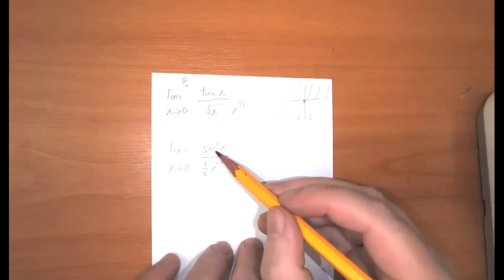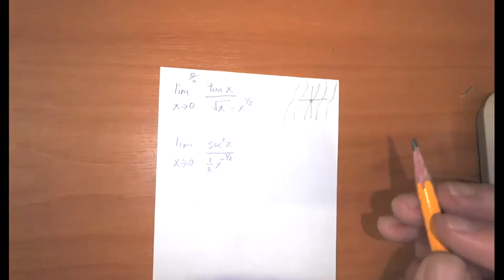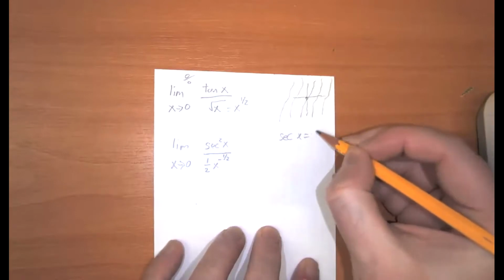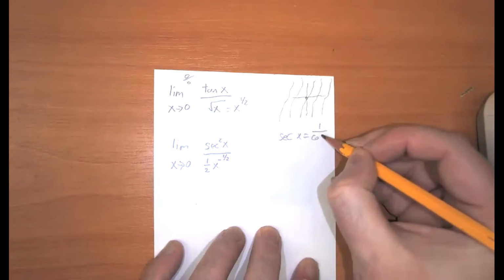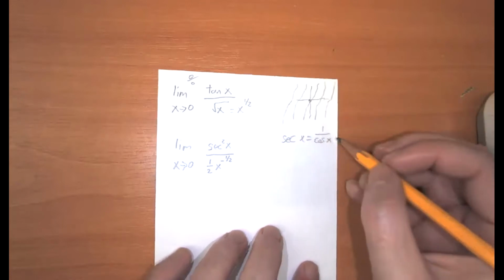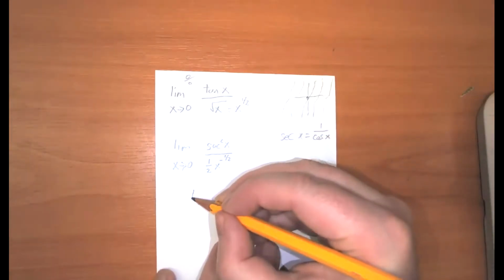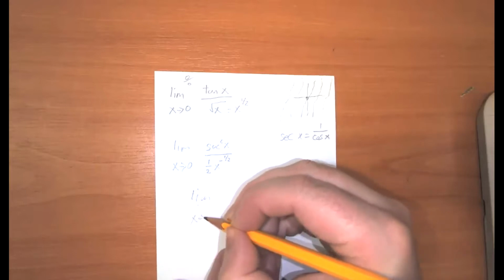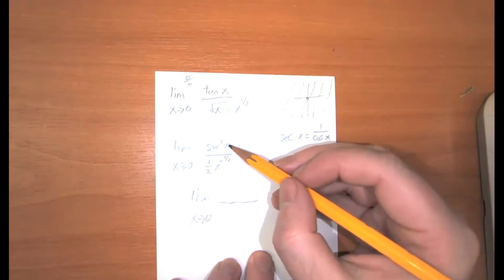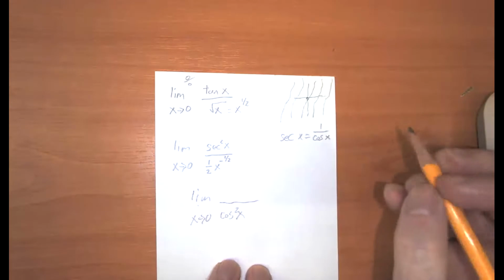Okay, so first of all, what is secant actually equal to? So secant of x is equal to 1 over cosine of x. This is a good trig identity to know. So what we can do is say that this is the limit as x approaches 0, and instead of having secant squared of x in the numerator, we'll make cosine squared of x in the denominator.